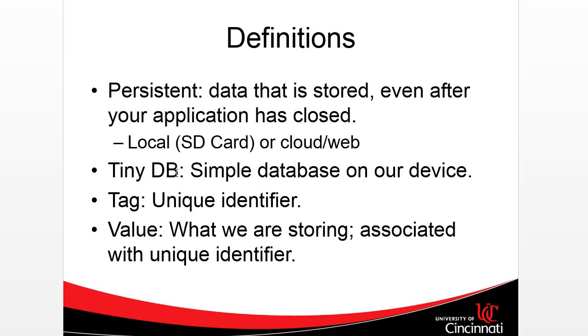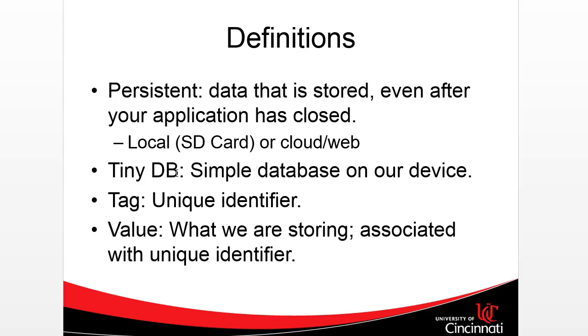It's a very simple name-value pair-style database. What they call a tag is what I tend to call a name or a key or a unique identifier. Each row in the database has to have a unique tag because that's what we're going to use to retrieve the data later. A value is what we're storing, and that's what's associated with the unique identifier. Now, the value does not need to be unique, but the tag does.